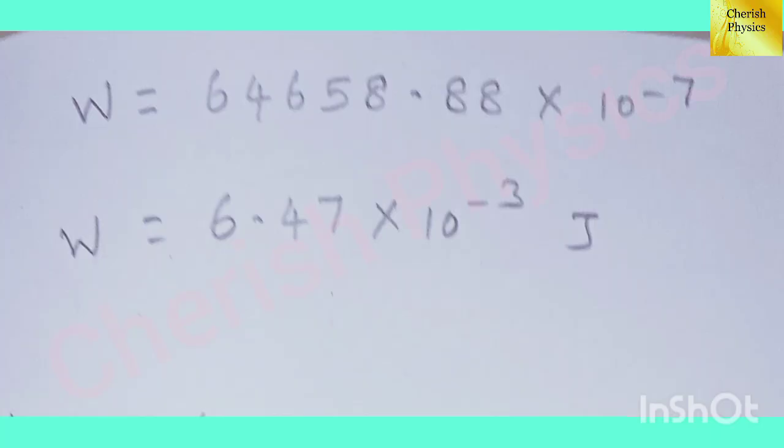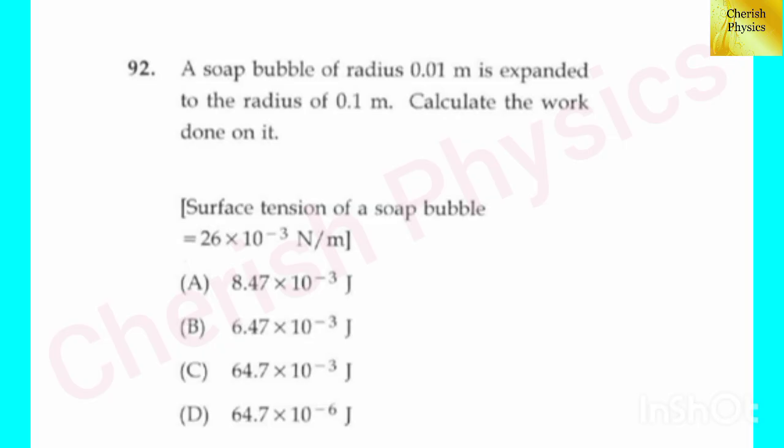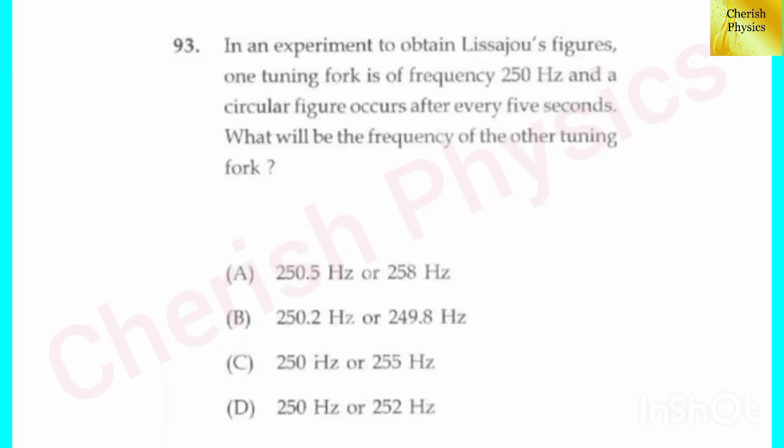On multiplying the terms, we get W equal to 64,658.88 into 10 to the power minus 7, which is approximately equal to 6.47 into 10 to the power minus 3 joule. Hence, the answer is option B. Question number 93. In an experiment to obtain Lissajous figures, one tuning fork is of frequency 250 Hz and a circular figure occurs after every 5 seconds. What will be the frequency of the other tuning fork?